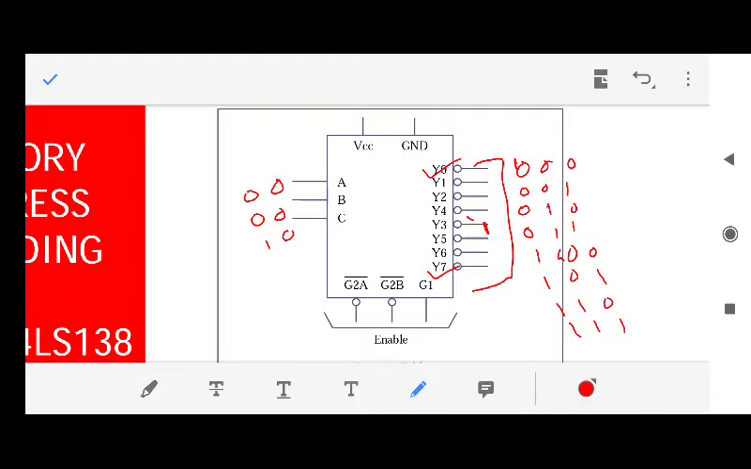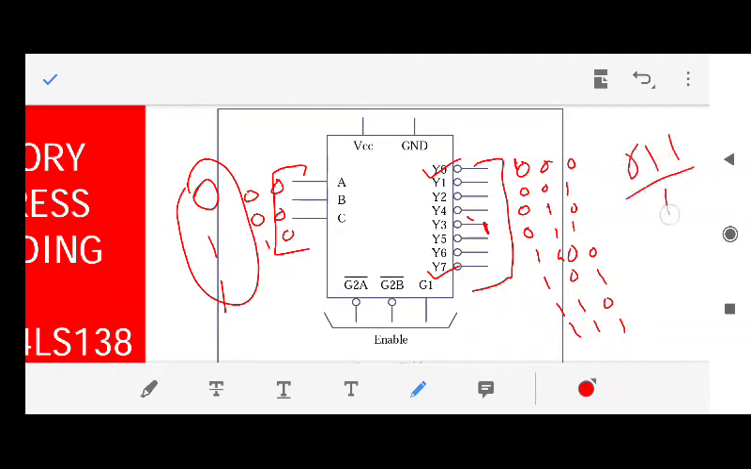So depending upon the input bits, for example, if the input bits are 0 1 1, we already know that 0 1 1 means 3 in decimal. So the corresponding pin will be 1, high, and the remaining pins will be 0. This is how that particular pin will become high. This is the use of a decoder.